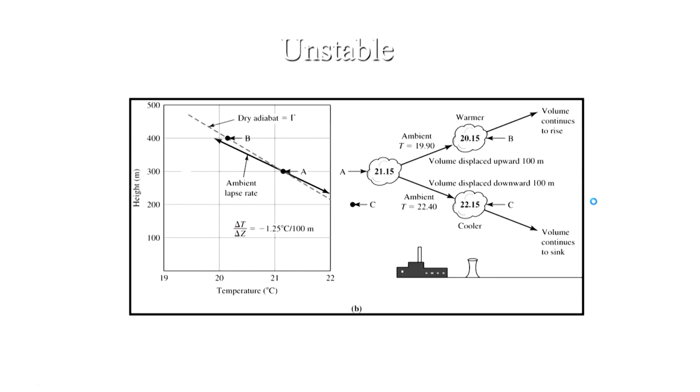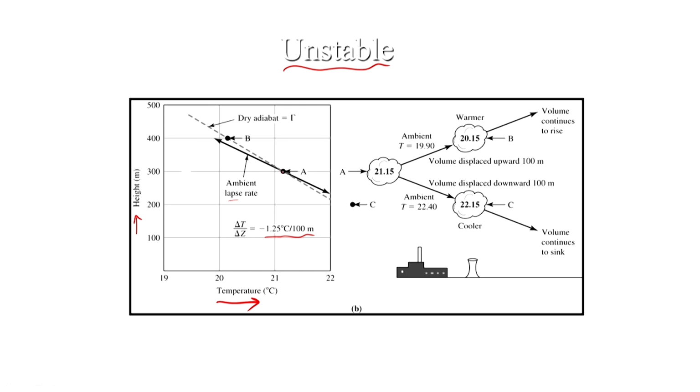So let's move on and see what happens with different states of stability, the unstable state. Let's see what we have out here. Again, height along the y-axis and temperature along the x-axis. The dry adiabatic rate should still be 1 degree centigrade, but the ambient lapse rate seems to be relatively different out here. It's minus 1.25 degrees centigrade per 100 meters.